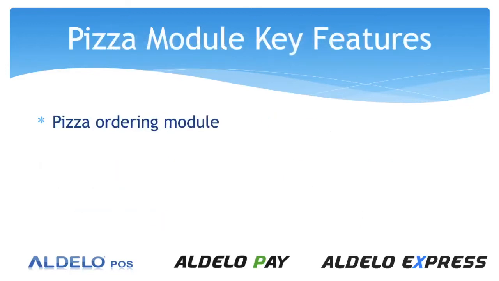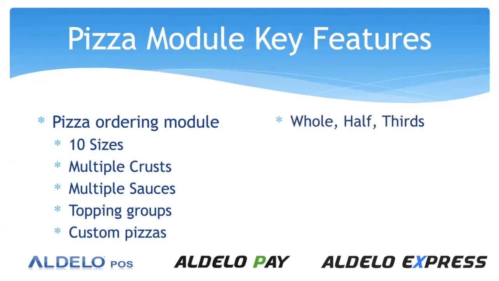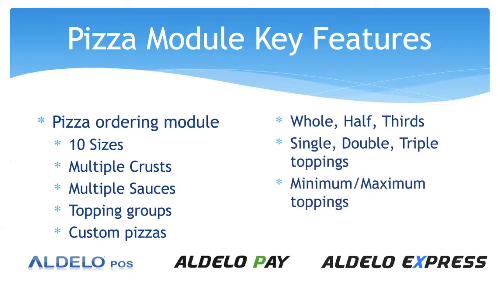In the pizza ordering module, you're able to have up to 10 sizes, no limit on the number of crusts, no limit on the number of sauces, topping groups such as standard toppings and premium toppings that actually have a charge for. You have the ability to do custom pizzas, and then of course whole, half, thirds, single, double, or triple toppings, and then minimum and maximum toppings.